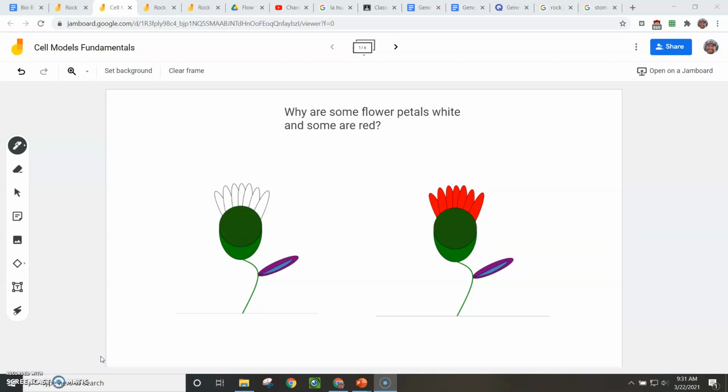The purpose of this activity is to understand why there is variation within organisms, why there are both white flowers and red flowers, why there are tan mice and dark mice, why some people are lactose tolerant and why some people are lactose intolerant. What's happening inside of cells, and eventually we're going to connect this to genes, but what's happening inside of cells that causes these differences.